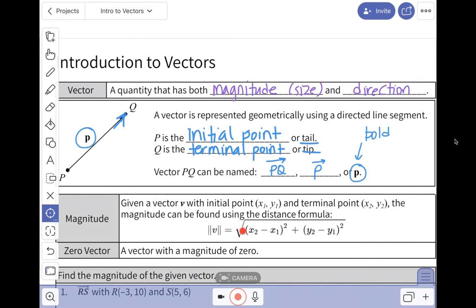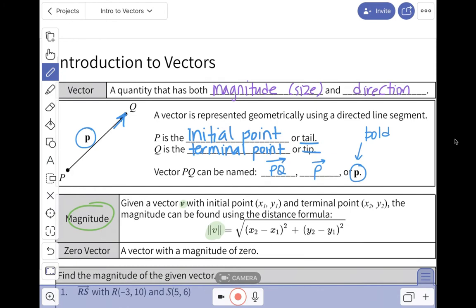So this should look super familiar to you guys. I know you use it in geometry, you may even use it in some other classes, but it's just x2 minus x1 squared plus y2 minus y1 squared, and then you take the square root of that entire thing. One thing I wanted to point out is, you see this here? It's the letter v because that's our vector, but it has those double bars. Double bar is just a notation for magnitude.